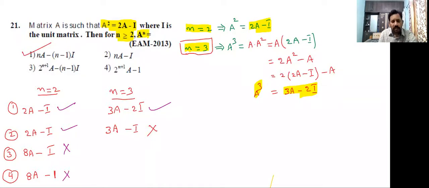In both the cases, which option is satisfied? Only the first option. If n is equal to 3 you take, again two options coincide, then go to n is equal to 4. Then you can eliminate one of the options. Okay. So finally, the first option is correct.